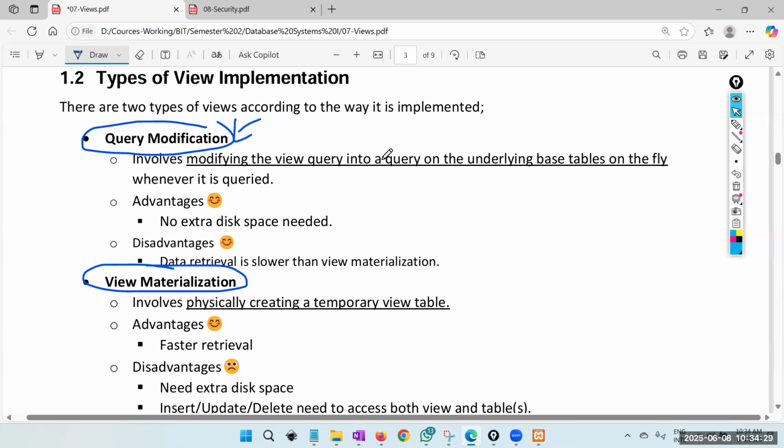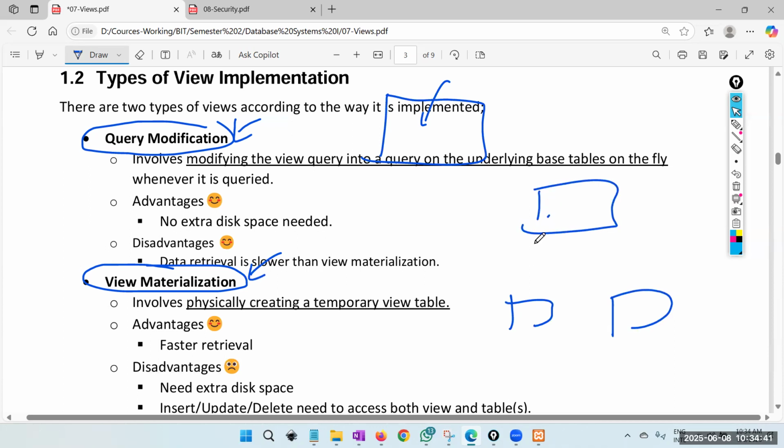In query modification, there's no file or anything. It's just virtual. But if you go for view materialization, on top of the tables you create a view, and that view is also like a table. So that means this is also saved as a file.